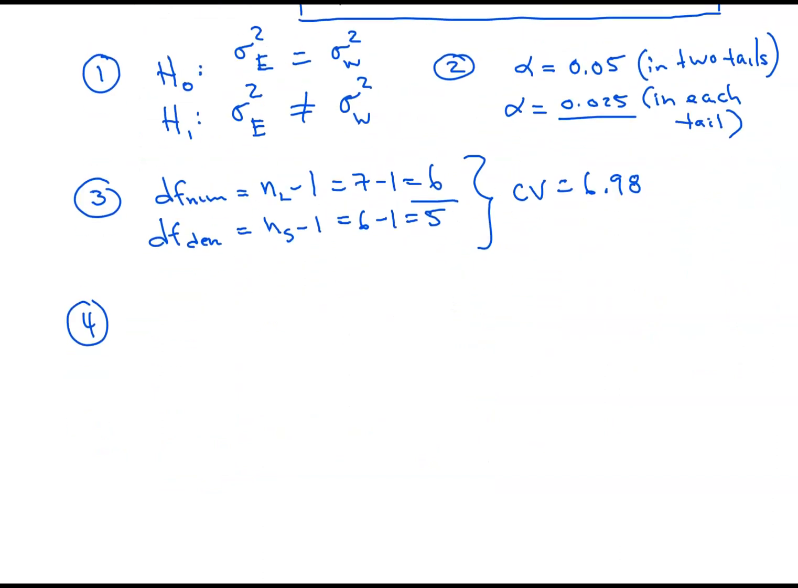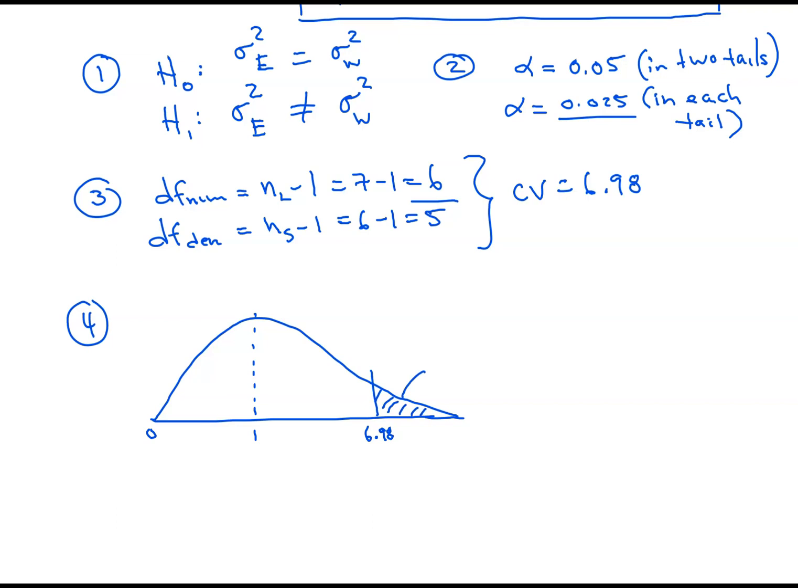So remember the F is a right skewed distribution. It starts at 0. The mean is around 1. And 6.98 is up here somewhere. And that corresponds to 2.5% on this side. And again, because it's a two-tailed test, we do have another area over here, which is 0.025 as well. We just don't know what that value is from our table.